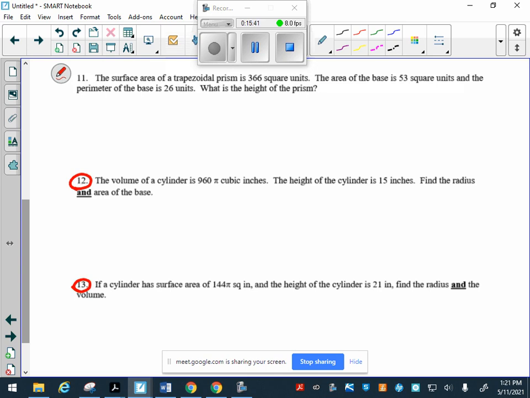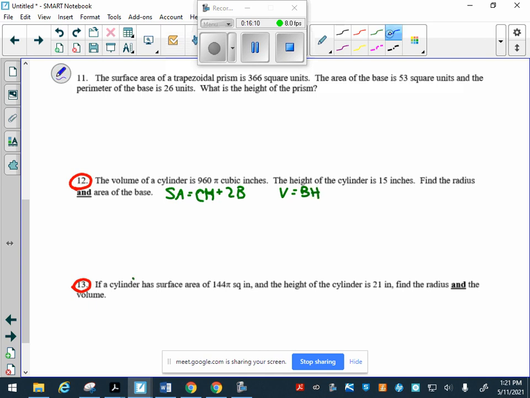Now, remember that with cylinders, the bases are circles. So when we have surface area equals pH plus 2B, that's kind of what I memorized. With a circle, you just have to make the one change that it's a C instead of a P. Right? Circumference instead of perimeter. Volume is still the same.